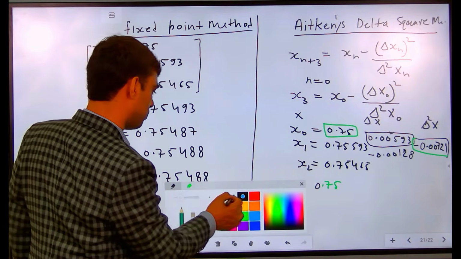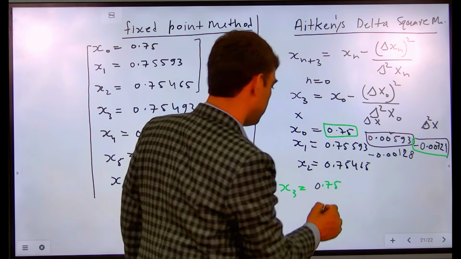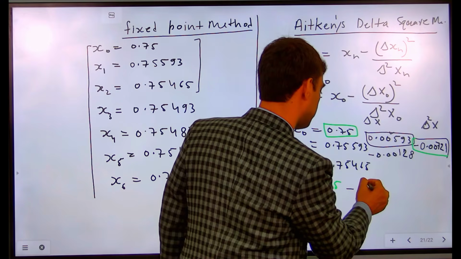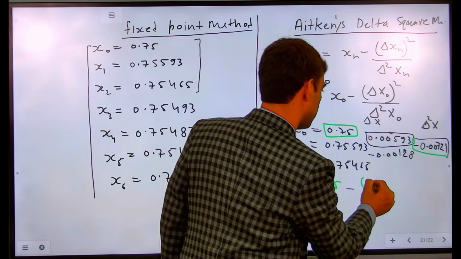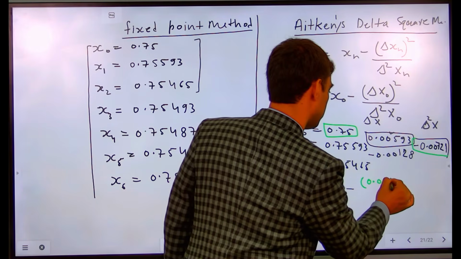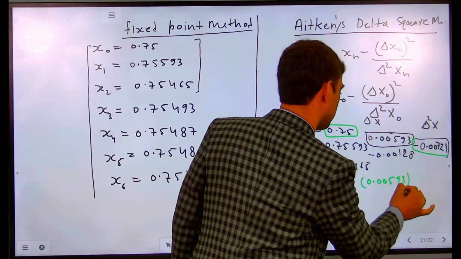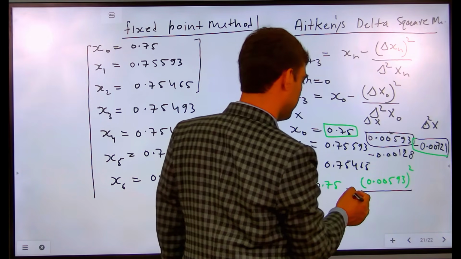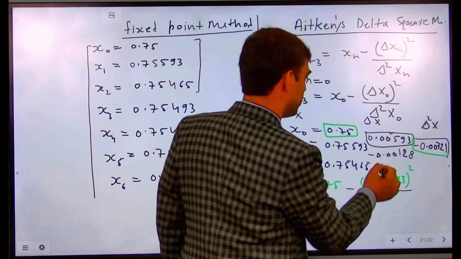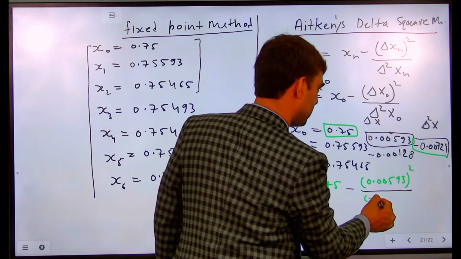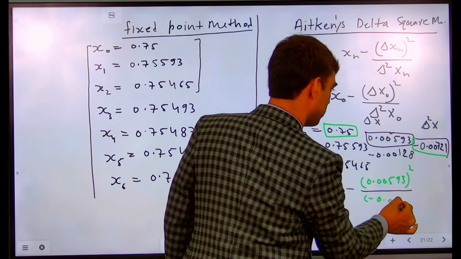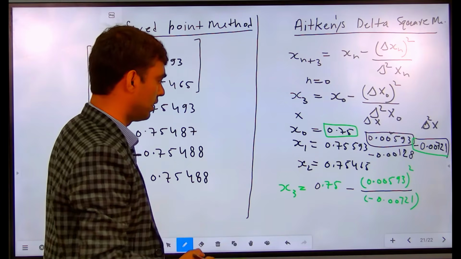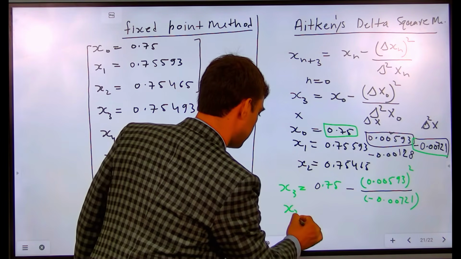What will happen here? 0.75 minus delta x. Delta x with delta x0 means 0.00593 whole square divided by delta 2x0 minus 0.00593. If we simplify this one, then what is the value of x3?